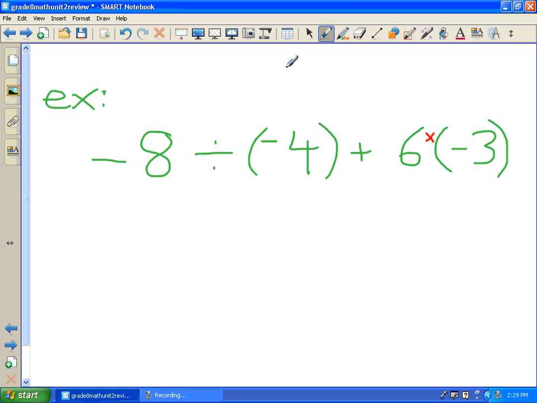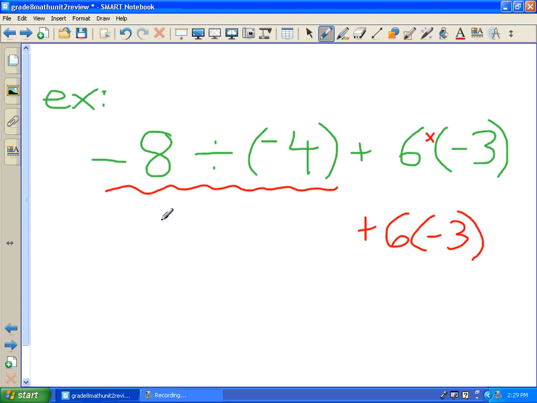So according to BEDMAS, we're supposed to do brackets. Well, there's no brackets other than the brackets holding the numbers together. There's no exponents to worry about yet. There's division, sure, right here. So I'll underline the division, and then I'll remember to rewrite everything else so that I don't forget it. So now we have 8 divided by 4, which is 2. And we've got a negative divided by a negative, which is a nice positive 2.